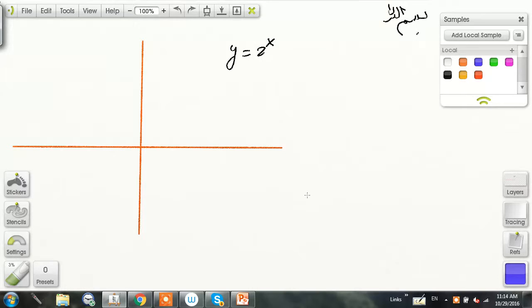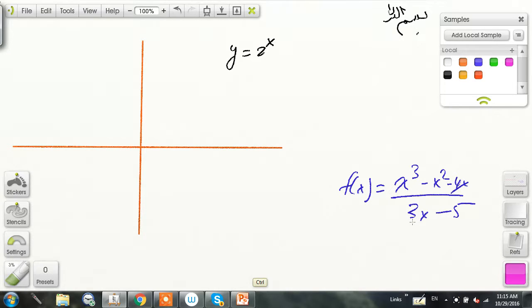If I give you any function, let's see, if I give you a complicated function like this: f of x equals x cubed minus x squared minus 4x over 3x minus 5. What's the y-intercept of this function? But you have to understand the concept first. What does it mean for something to be a y-intercept?